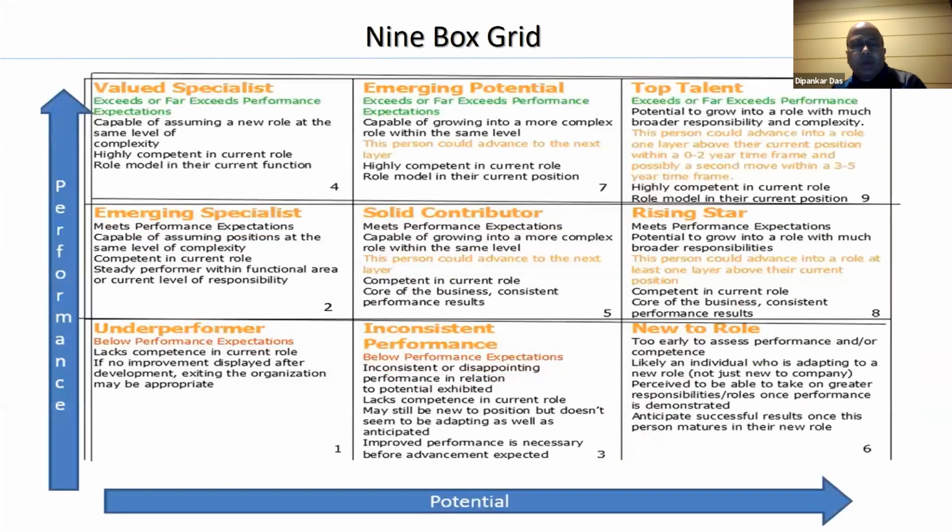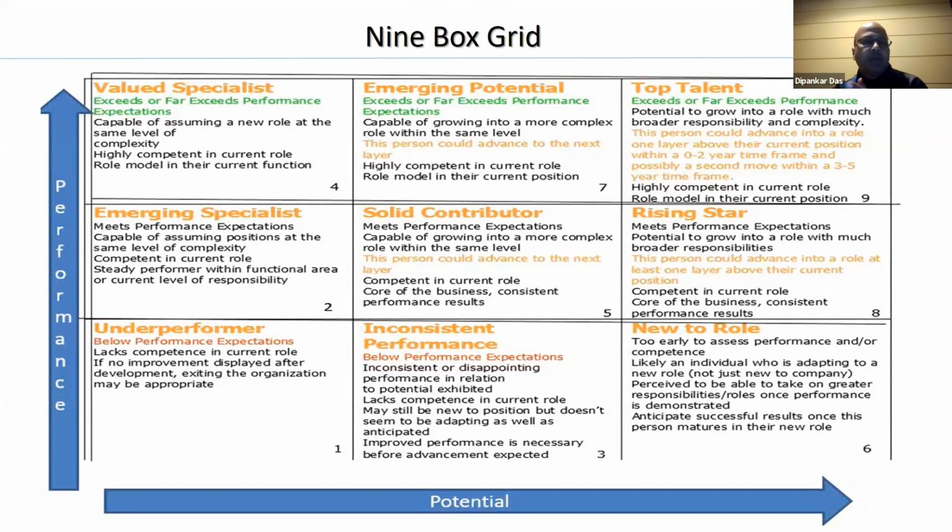Okay, moving on. We were talking about tools and programs. This is a very important tool which allows you to ensure that you recognize people both on the basis of performance and potential. Only Arpita and Pallavi were there, and some of you have seen the video. Most often companies evaluate people on the basis of performance, but if we bring in the potential dimension also, then that allows us not only to identify our top talent, but also who is a valued specialist, who is a solid contributor, who is an emerging potential, and who is a rising star.